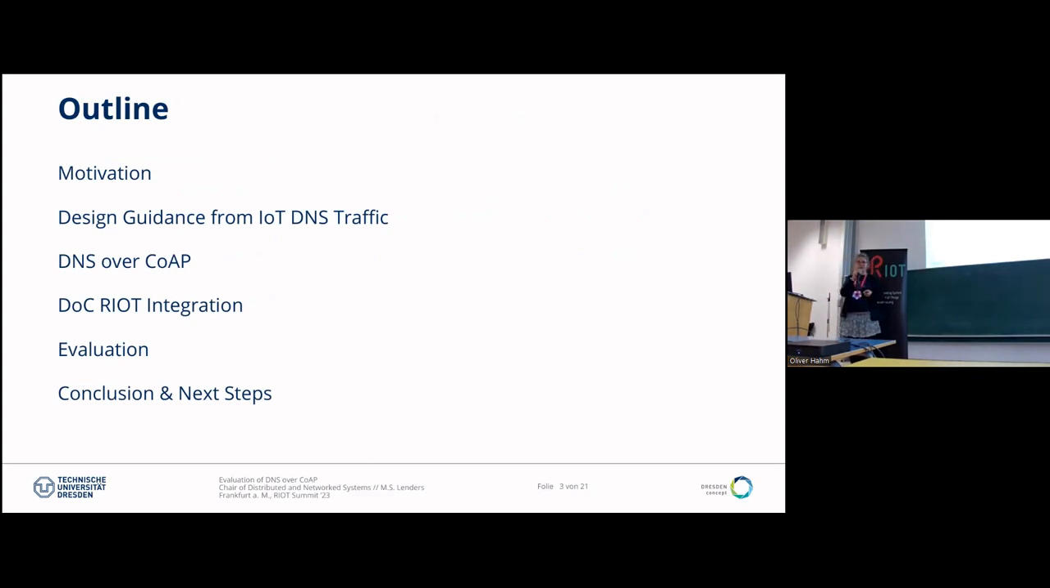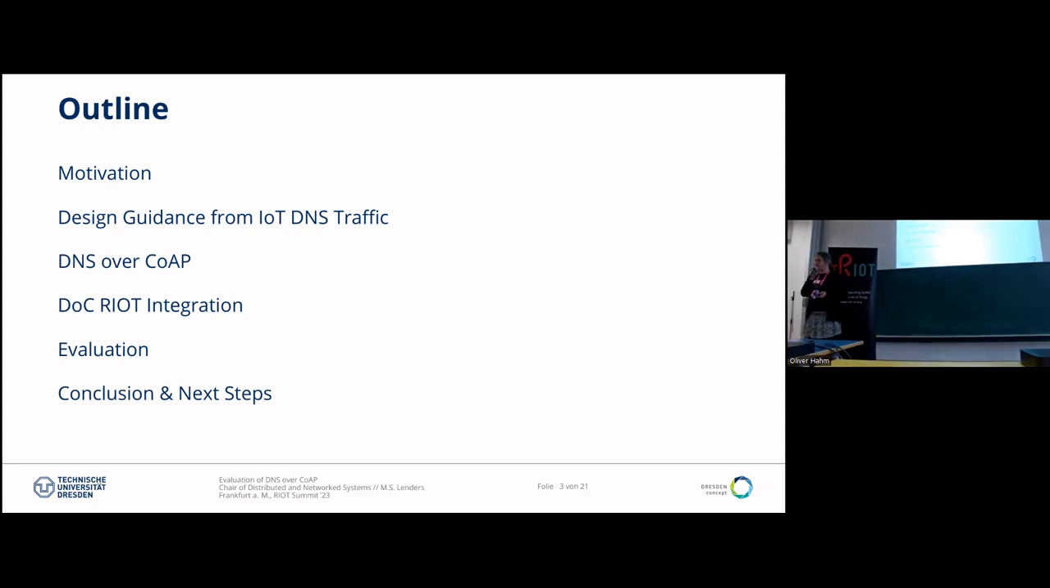So to give an outline of my talk, I first will give, of course, the motivation, why am I doing this, what we want to do with DNS over CoAP. Then I talk about our design guidance, where we look into actual IoT DNS traffic to give us some ideas how the protocol should be designed. Then I will talk actually about DNS over CoAP, how we integrated this into RIOT, because there's actually a RIOT implementation for this. Then how we evaluated our protocol implementation and give you the actual results of the evaluation, and then conclude my talk with a conclusion and some next steps.